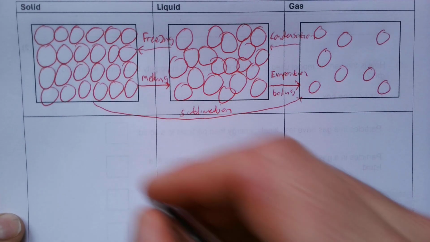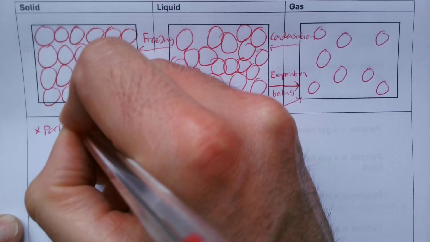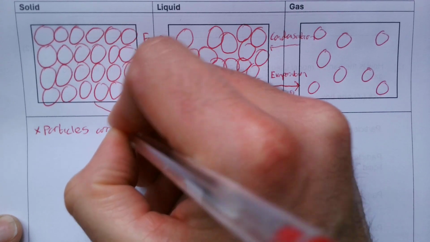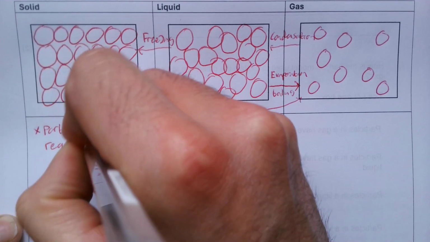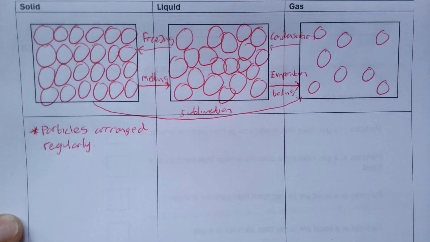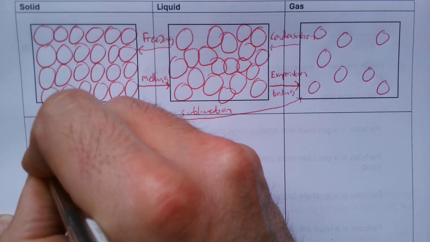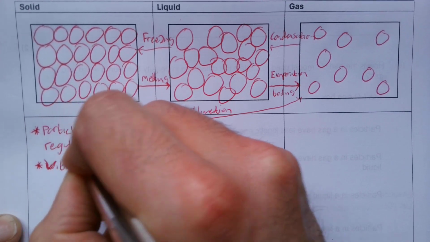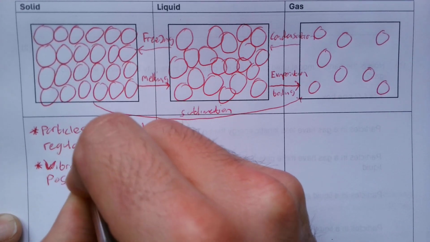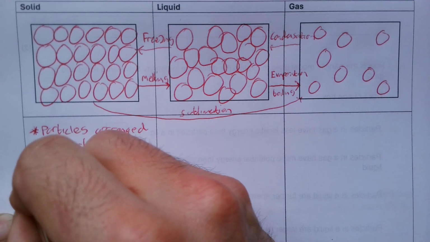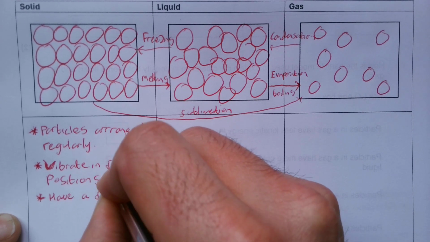So this is how we describe it. We say for solids, the particles are arranged regularly, which means they're arranged in straight lines. So if we get a question, which we will do, we can draw on that to help us. And we can say they vibrate in fixed positions. So they move, but they don't move off the spot. That is for solid. And then we say they have a fixed shape. Solid things generally don't change shape on their own.